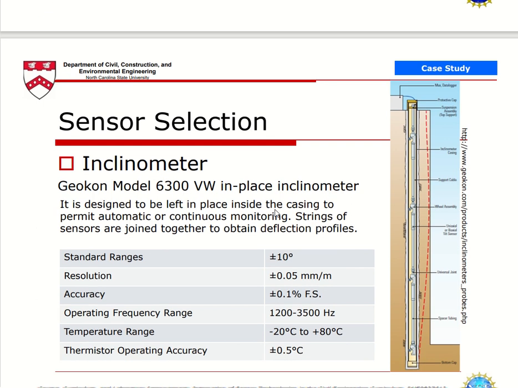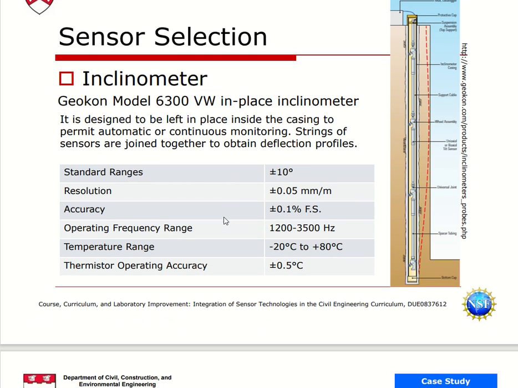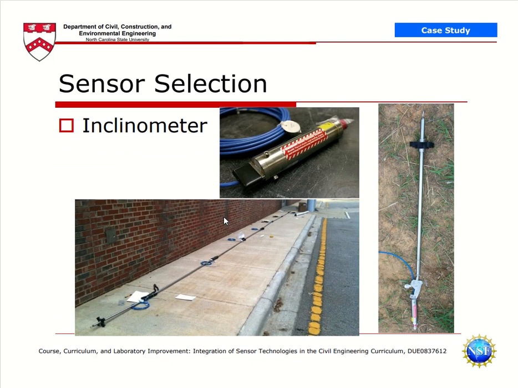Then they have selected the inclinometer. This is the model which they have picked, and it is designed to be left in place inside the casing to permit automatic or continuous monitoring, right? The strings of sensors are joined together to obtain deflection profiles, as you can see here. And here is the data for the inclinometer from the data sheet. And here are some pictures of the inclinometer, as you can see. So it looks like this.